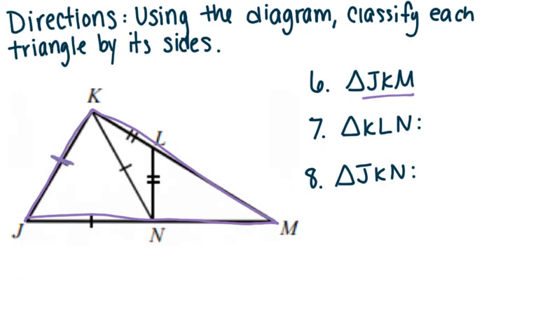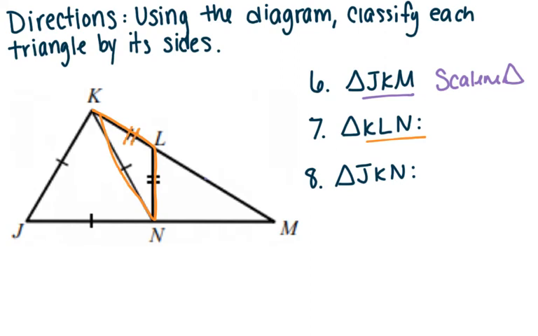So these markings mean congruent. So this one is congruent to none of the other ones. So this one is actually a scalene triangle. Alright, the next one, we've got K to L to N.